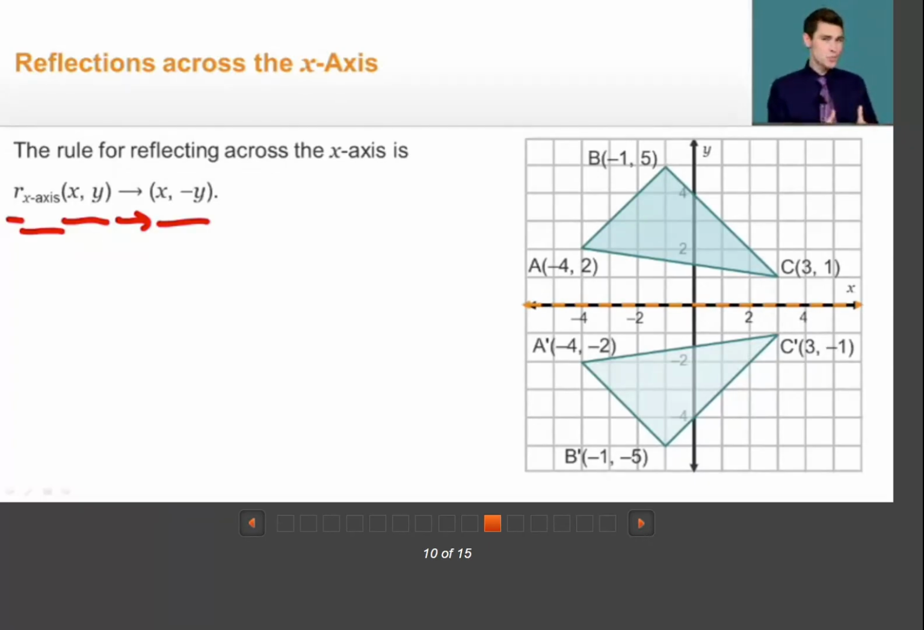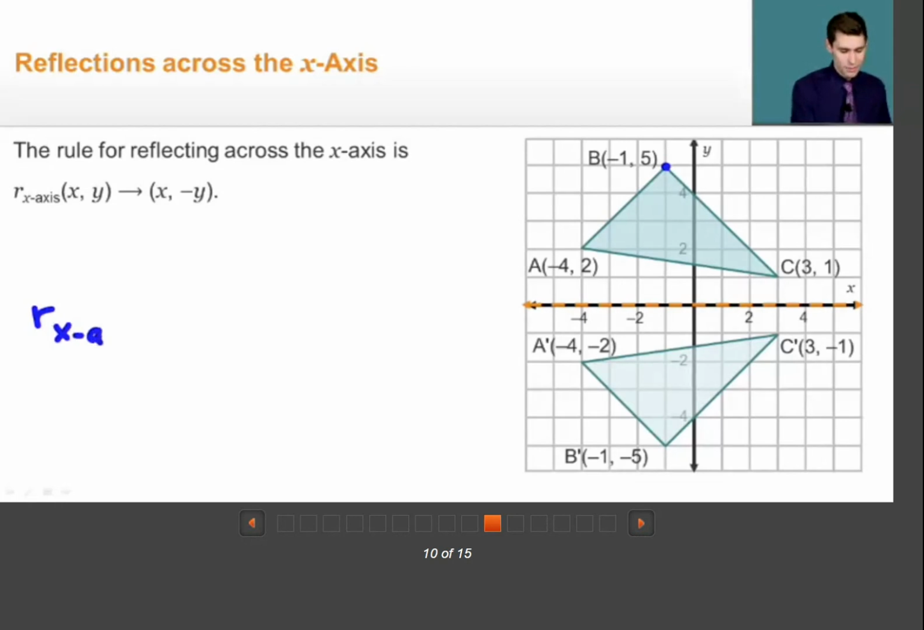Now that we have this rule, let's see if we can apply it to the example here. So I'm going to begin by applying this rule to point B in the pre-image. To use the rule, I'm going to begin with an r to tell me that I'm going to reflect across the x-axis. And my input is going to be point B, which is located at -1, 5. That's going to map to the output point.